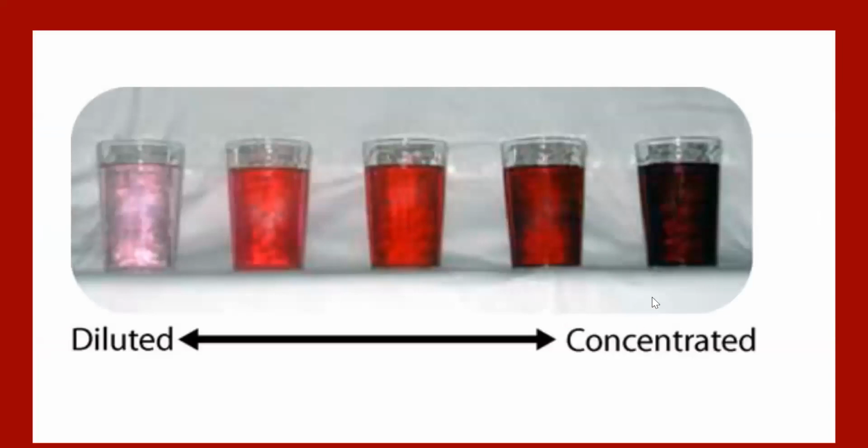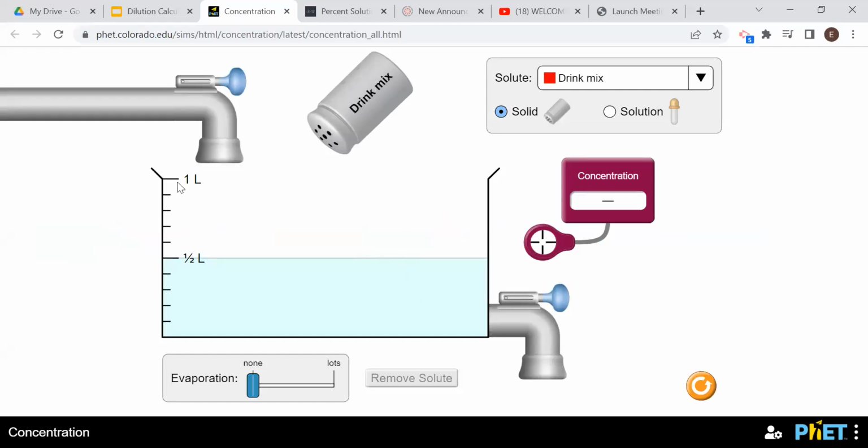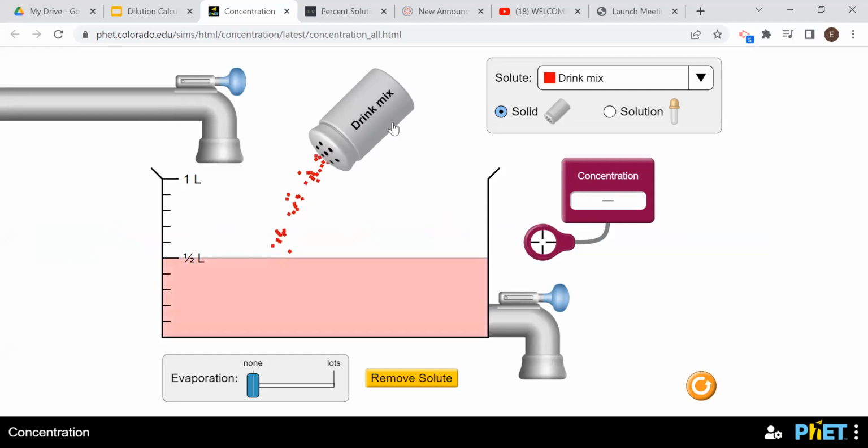Looking at this here, you can see this is highly concentrated and this is dilute, okay? We look at this every day. So let's look at this some more. This measures concentration. Let's say I put in this drink mix, and then with this, I can see the concentration of the drink mix solution.